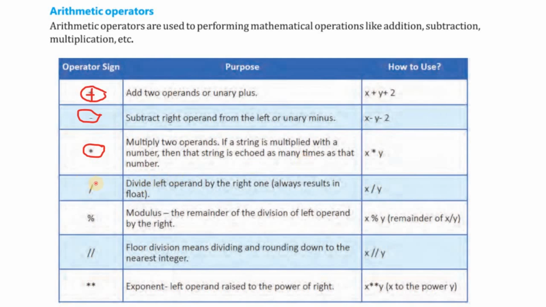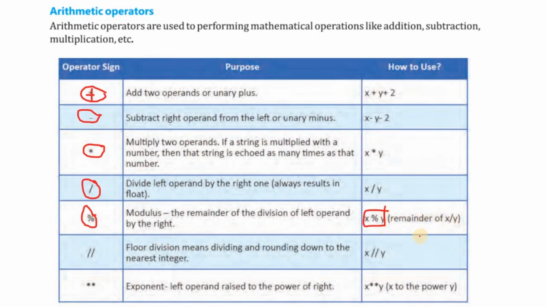Okay, next we have the division operator. Okay, and this is mainly denoted by forward slash. So x divided by y. Now again we have the modulus operator, which is denoted by the percentage sign, which is basically the remainder of the division of left operand by the right. Say for example, here see x modulus y. So this means that this result will give the remainder of x divided by y.